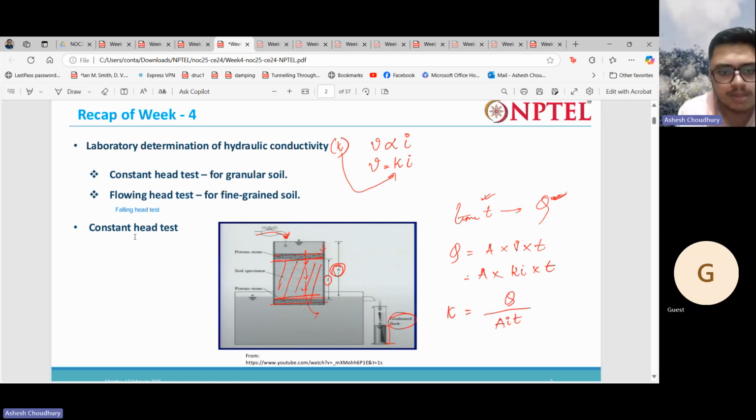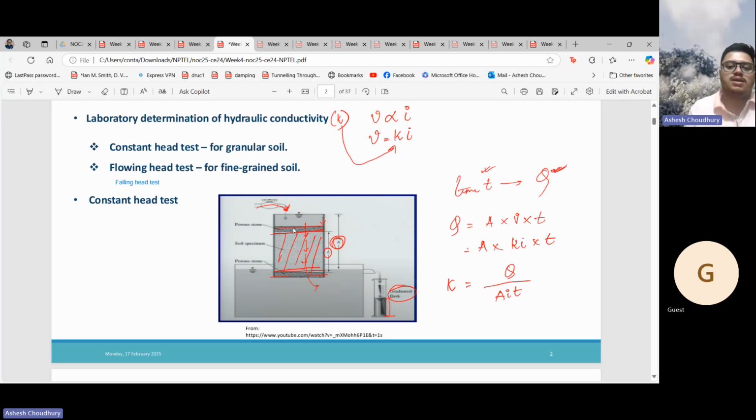Okay. Then yeah. So in the constant head test, the head is maintained throughout the test. You know the area of flow. In a certain amount of time, a certain volume of water will pass through the soil and get collected in this graduated flask. So then you can measure this. That is nothing but capital Q.